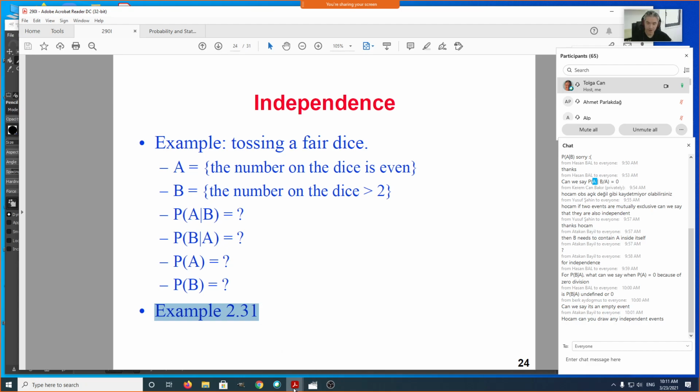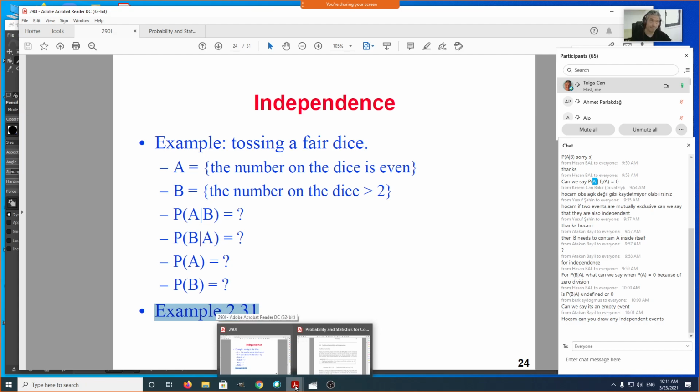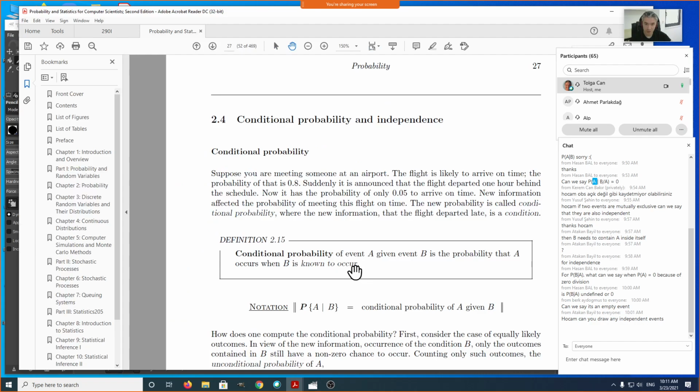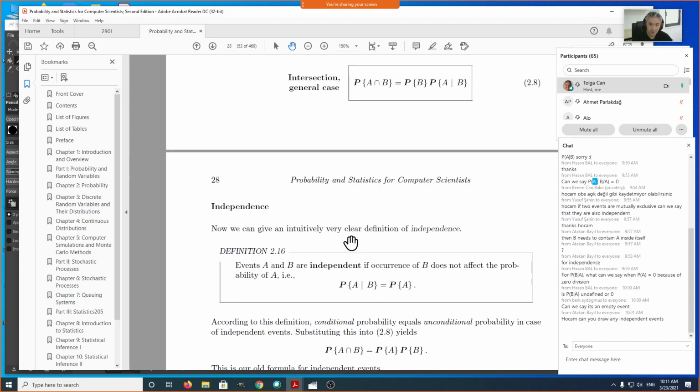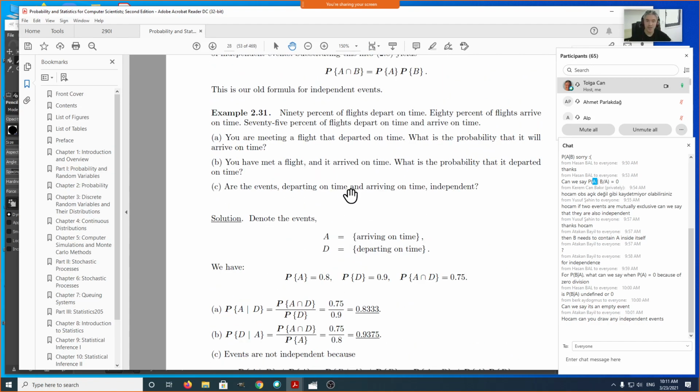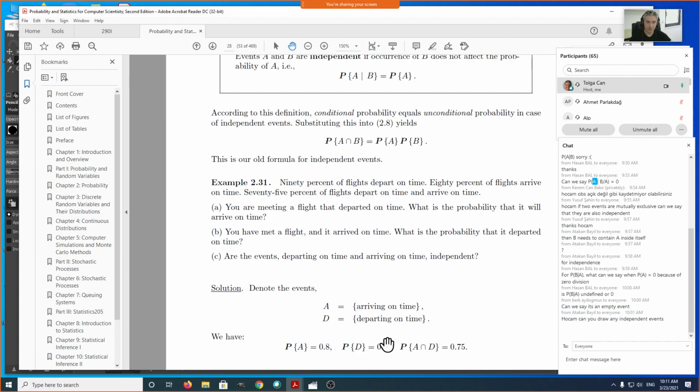Example 2.31, which is about flight arrival and departure. I'm just going to spend a couple of minutes on this one. I will just block the answer to this. So here, 90% of flights depart on time. 80% of flights arrive on time.